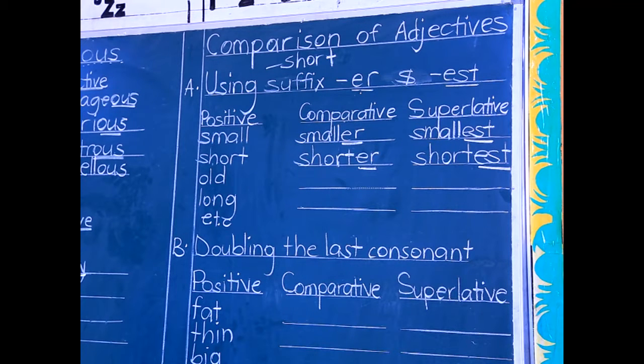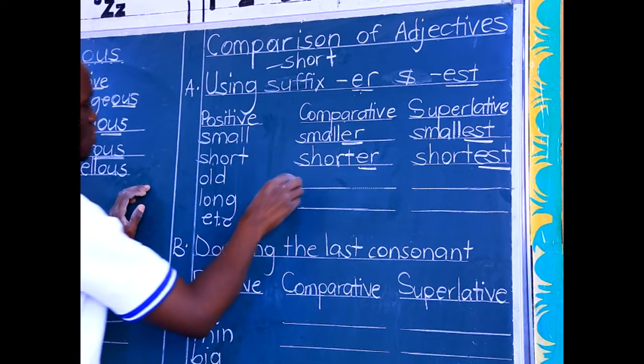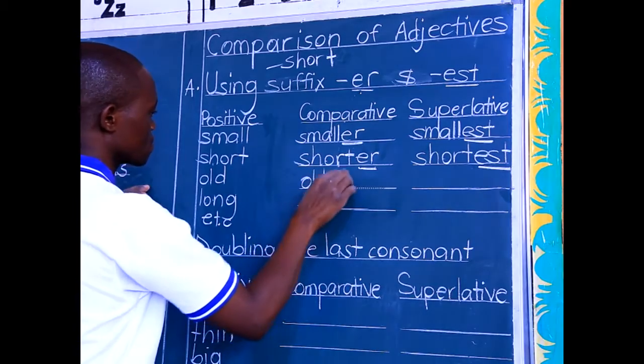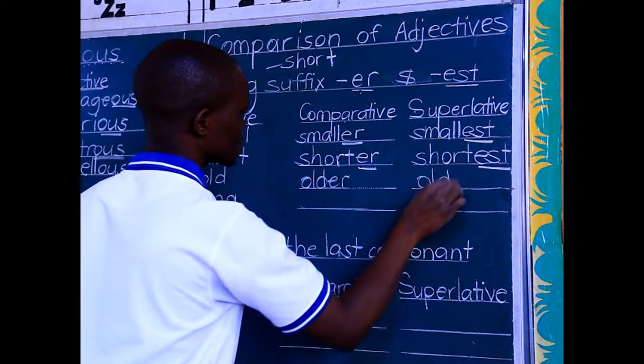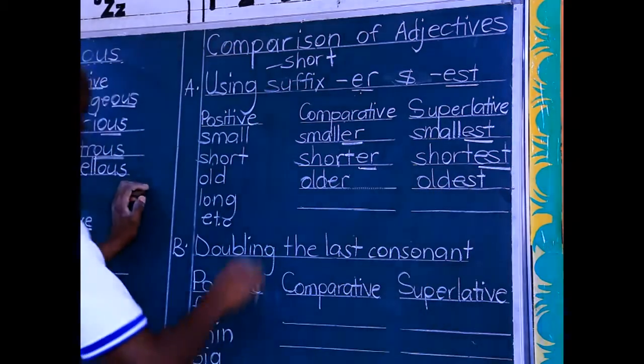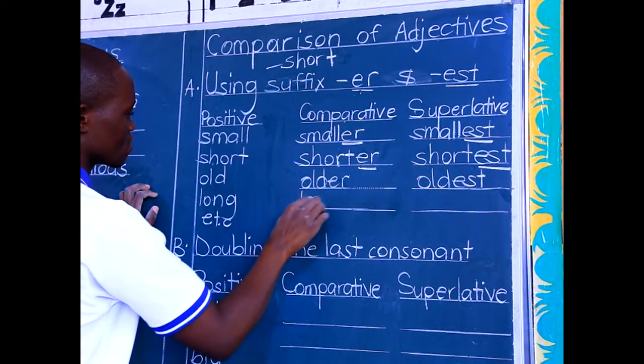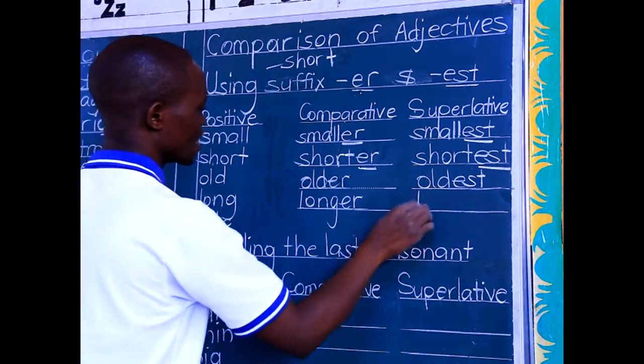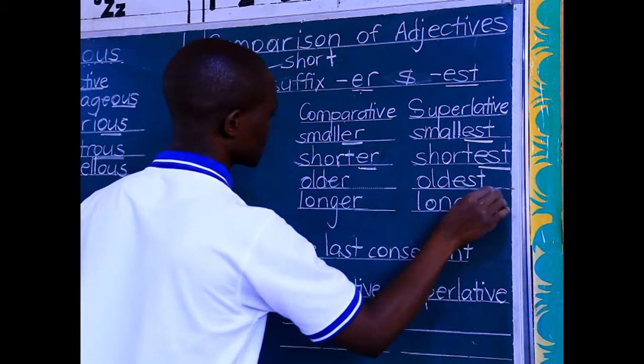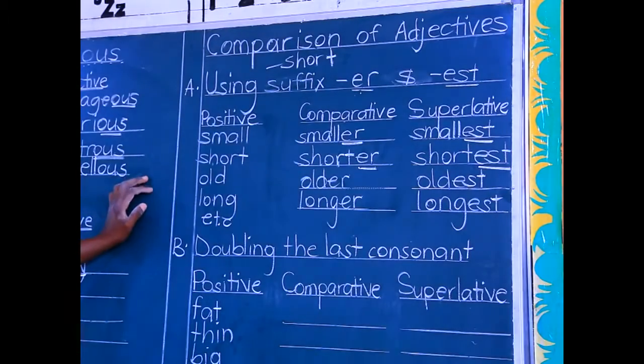The teacher has told you this only applies to shorter adjectives, and those shorter adjectives must not be ending in e. If it ends in letter e, then you're going to be messing up if you add er. They should not be ending in letter e. Next, you will have old, which changes to older, and lastly, oldest in the superlative. Finally, long, changing to longer, and finally, longest. Longest is our superlative degree.